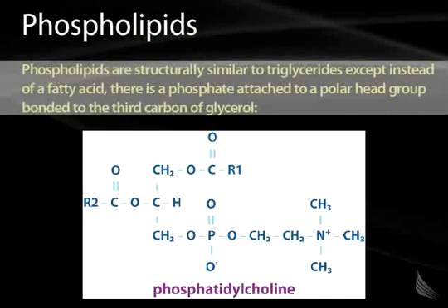Phospholipids are structurally similar to triglycerides in that they have the same glycerol backbone. But instead of a fatty acid at one of the carbons of glycerol, there's a phosphate attached to a polar head group, as shown here. So here at the third carbon of glycerol, you have a phosphate group, and this is attached to a molecule of choline. That's what this particular molecule is, to form phosphatidylcholine.